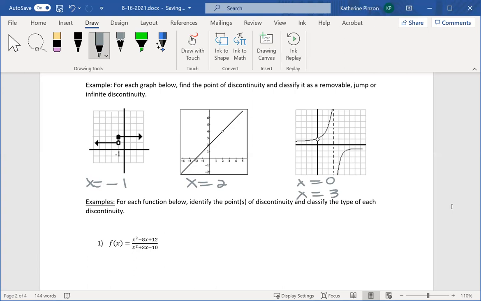Okay, so now we're going to take each of these 4 places and we're going to label them removable, infinite, or jump, right? Are there any infinite discontinuities up there? Yes. Yeah, we look for the asymptotes. We see an asymptote in the third graph at x equals 3. That's an infinite discontinuity.